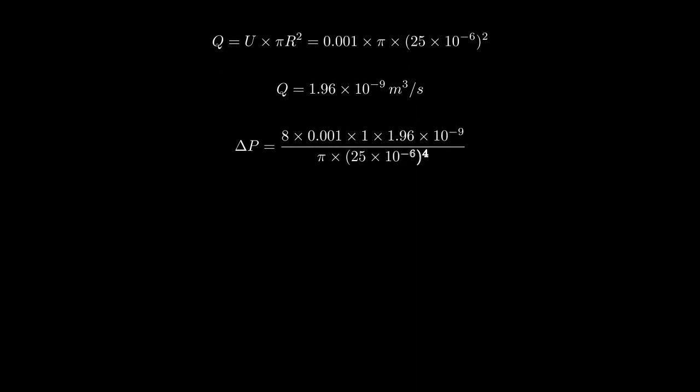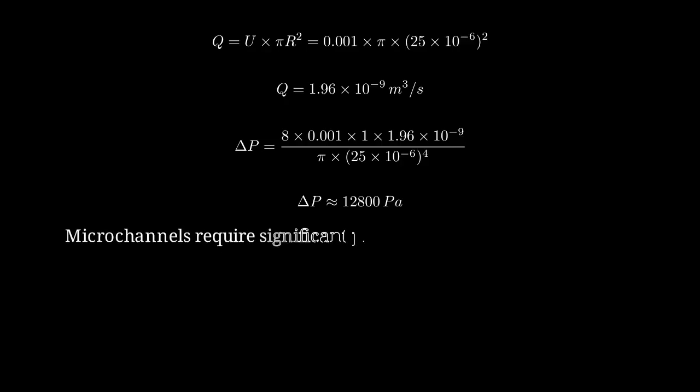Substituting into Hagen-Poiseuille, we get this expression for pressure drop. This gives approximately 12,800 pascals, or about 1/8 of an atmosphere per meter of channel. Even though the Reynolds number is tiny, microchannels actually require significant pressure to drive flow due to viscous resistance.